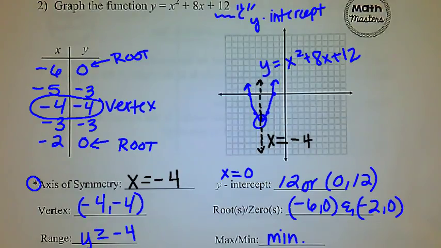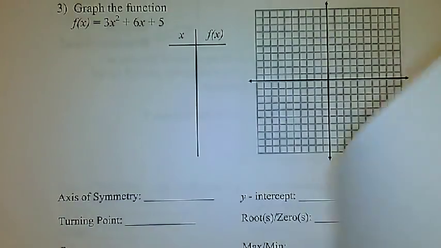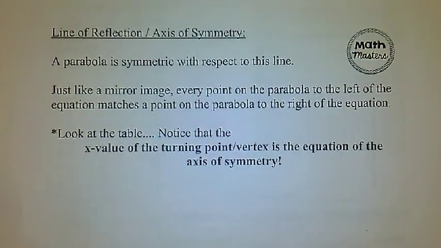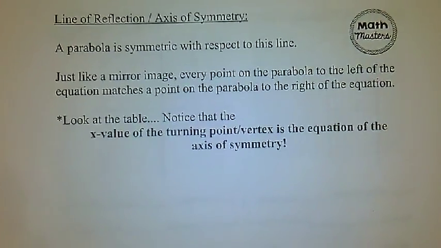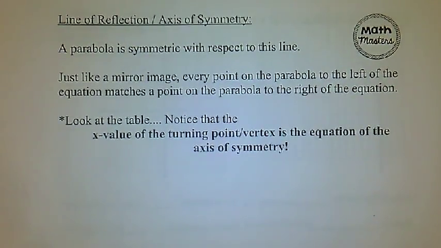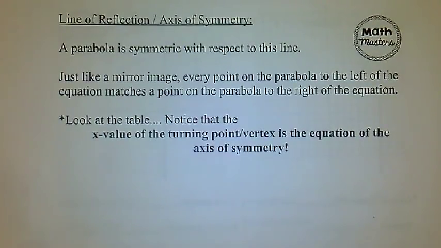This is the equation of the line that goes through the vertex and is a perfect vertical line, that if I cut on that and folded my parabola, they would be identically symmetrical. Okay, so let's talk about that a little bit. The line of reflection or the axis of symmetry, and I don't think you have a lot of this on your paper, so this is just for informational purposes, is what makes the parabola symmetrical. It's just like a mirror image.